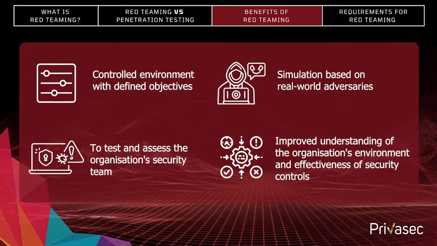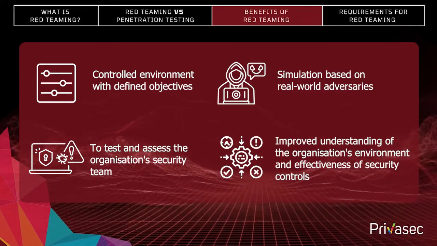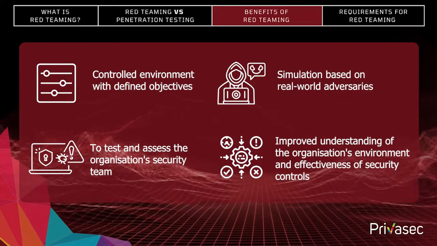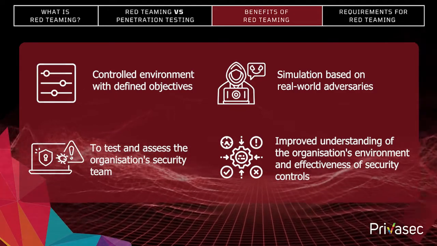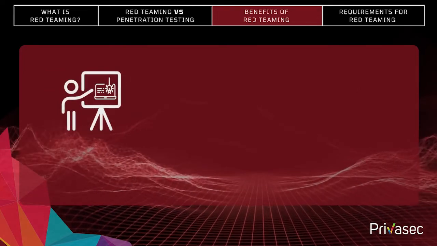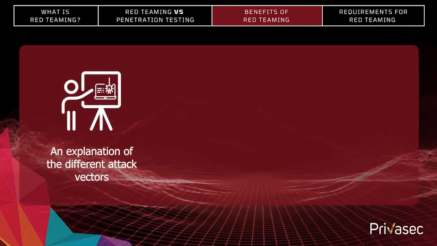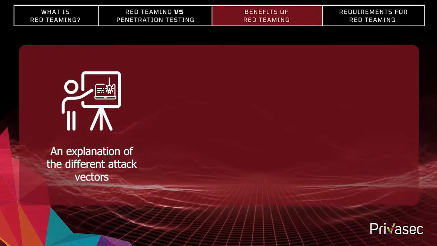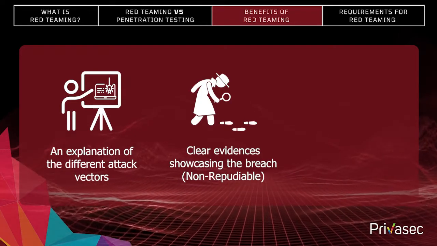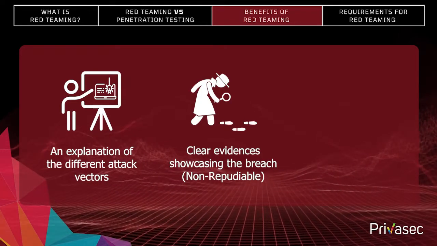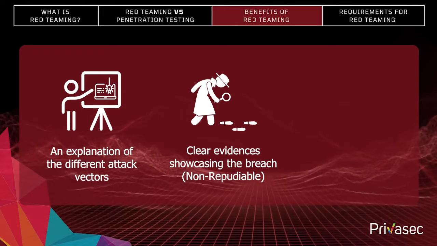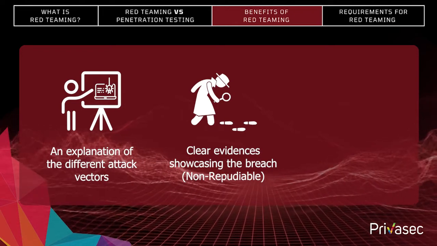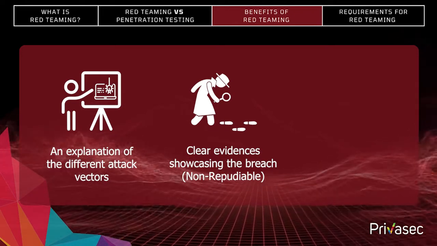With that, a better understanding of the company's environment and the effectiveness of the security controls can be assessed fully. Along with it, you get a report with an explanation of the different attack vectors. Accompanying it would be clear evidence showcasing a breach, showcasing the obtaining of the said particular crown jewels. And with the clear evidence, this results in the findings being non-repudiable.